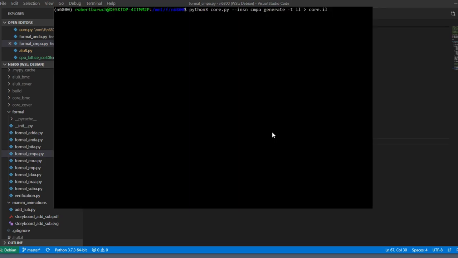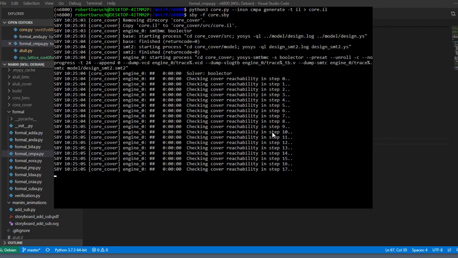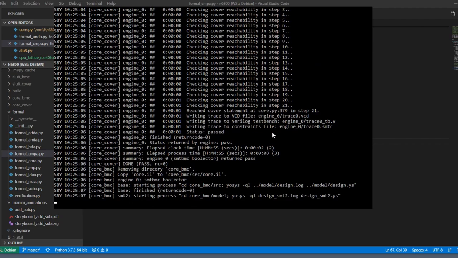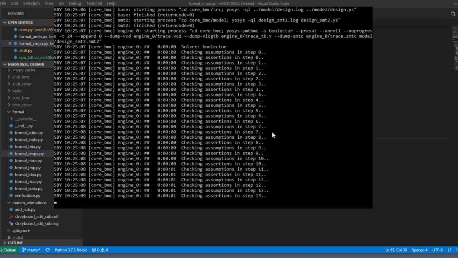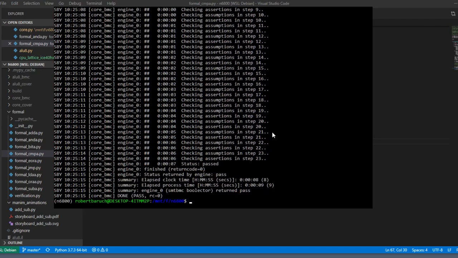So I'm just going to run formal verification on compare. Okay, the cover statement worked. And bounded model checking worked as well.